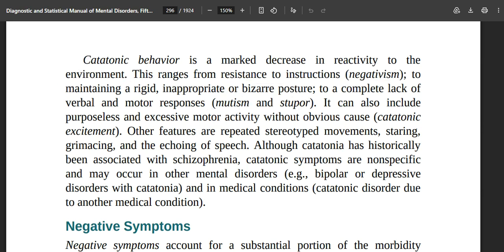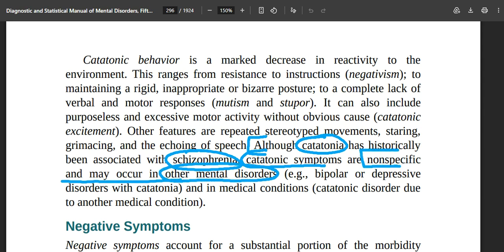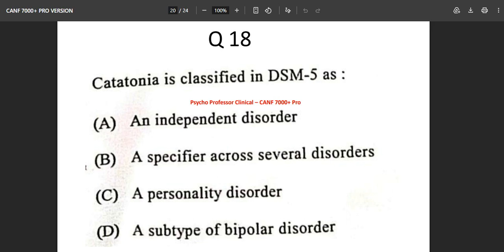Okay, now the line from here is very important. Although catatonia has historically been associated with schizophrenia, catatonic symptoms are non-specific and may occur in other mental disorders as well. And that is the reason it is not classified as an independent disorder.